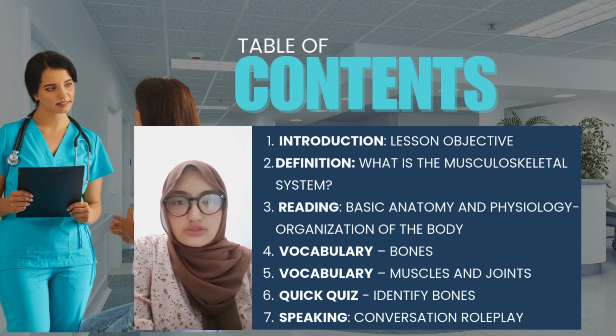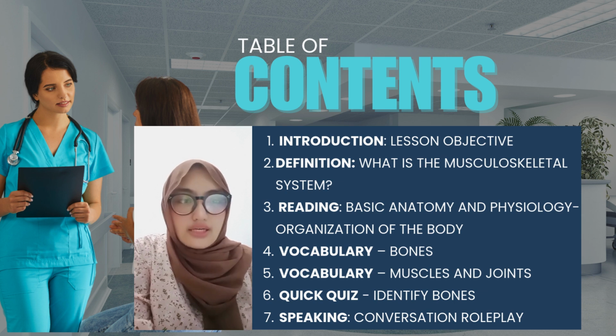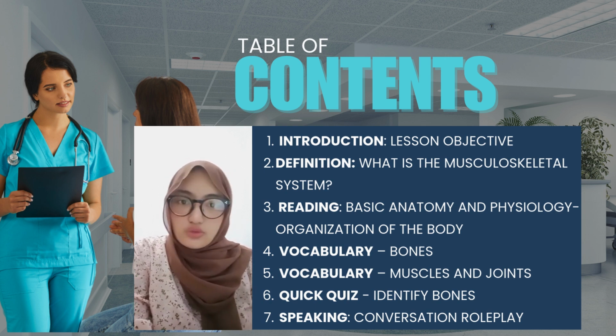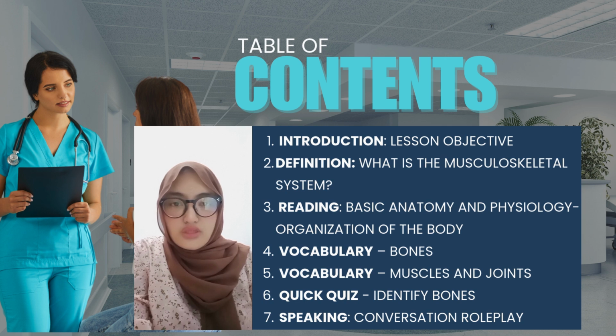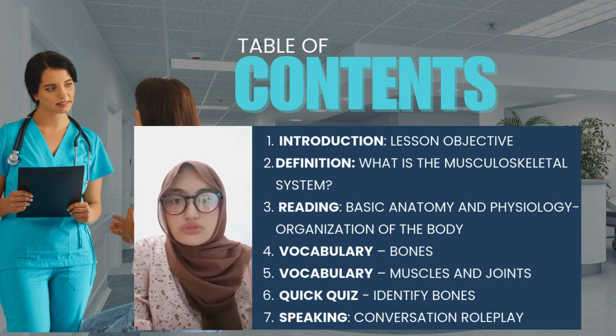So the first one, as you can see, is the introduction, where I explain the lesson objective in this topic. And second, the definition. So basically, I'm going to explain to you what the musculoskeletal system is in general. And the next activity will be reading. It will be about the organization of the body. So I'll give you a passage, and then you will read it.